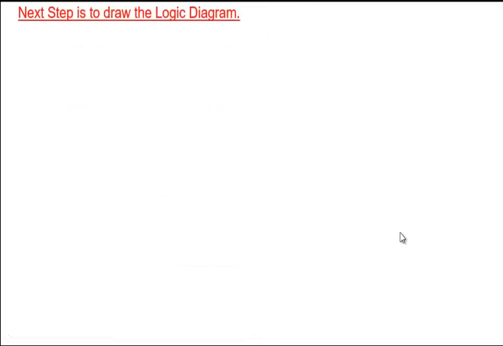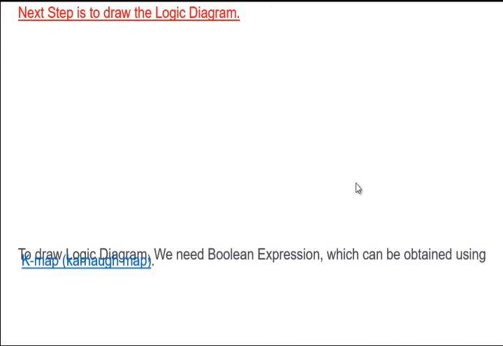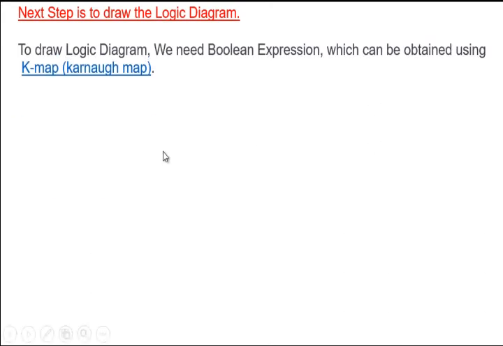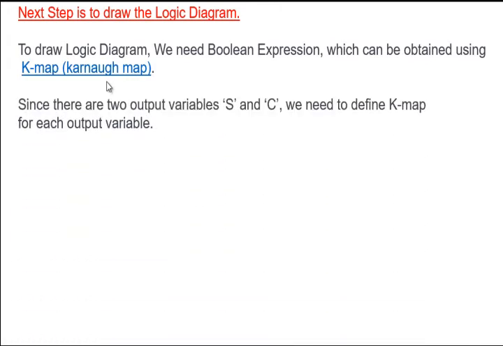Okay. The next step is to draw the logic diagram of the half adder. For the logic diagram, we need the Boolean expression, which can be obtained using the Karnaugh map. As we know, we have two output variables, sum and carry, so we need to define the K-map for each output variable. First, the K-map for the output sum S.